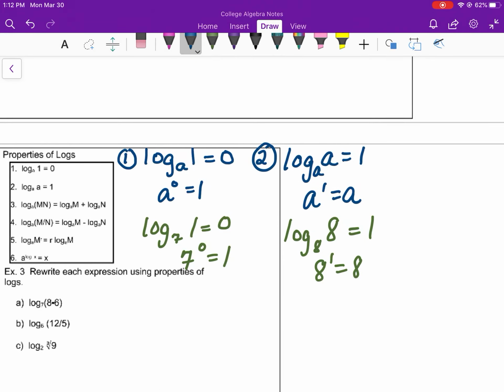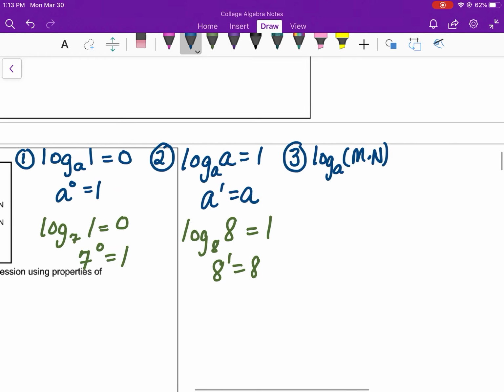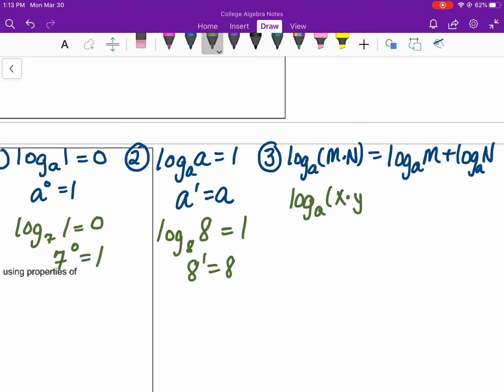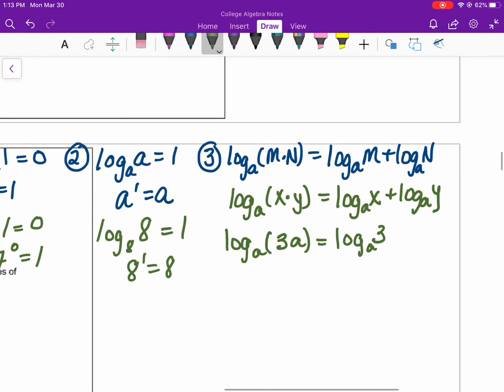Okay, rule number 3. If I have an argument that is the product of two factors, I can write it as the log of m plus the log of n, keeping the base the same. So for example, if I had the log base a of x times y, I'm going to have the log base a of x plus the log base a of y. If I had the log base a of, say, 3a, I would have the log base a of 3 plus log base a of a. And log base a of a is 1.